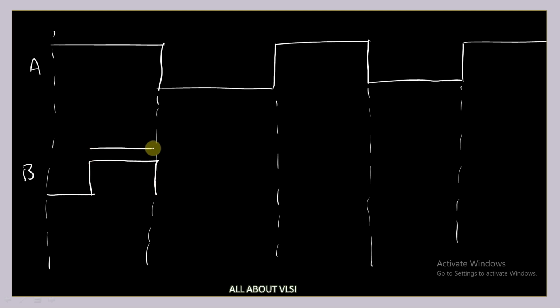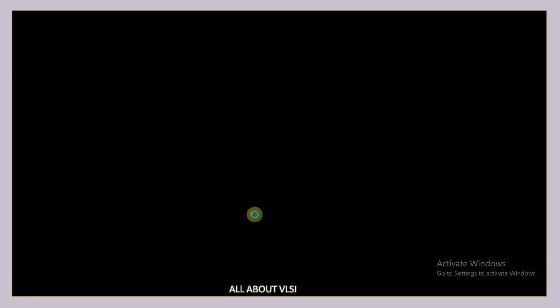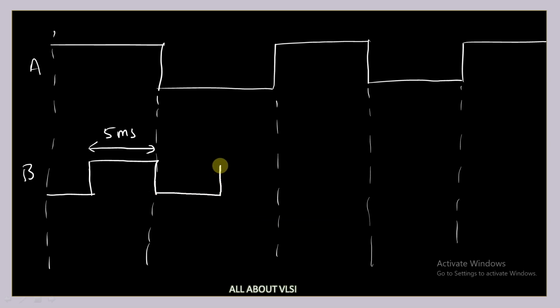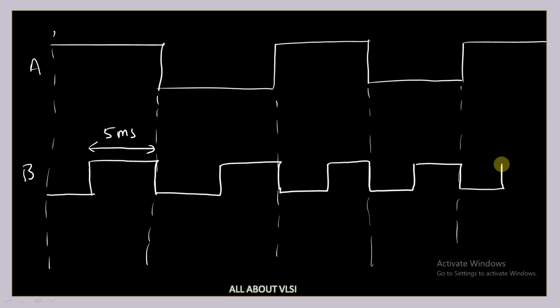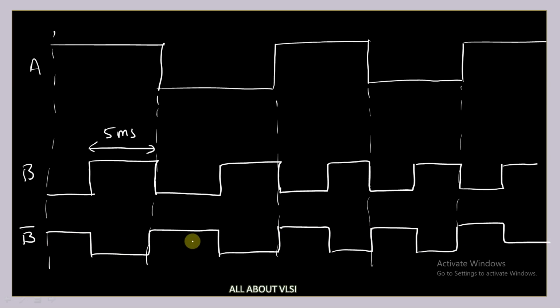So this is 5 nanoseconds, and again it goes off and on, off and on, off and on, like this. So this is my waveform b. Now I need to perform b bar, b complement. How is my b complement going to look? It is opposite to this waveform, a mirror image of this waveform. So this is your b bar.